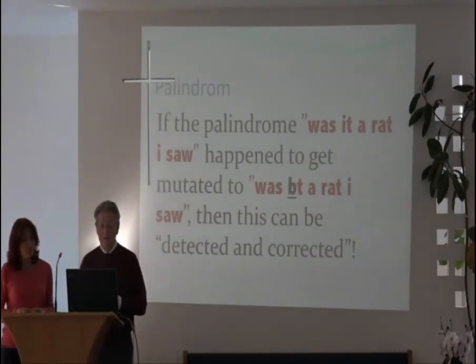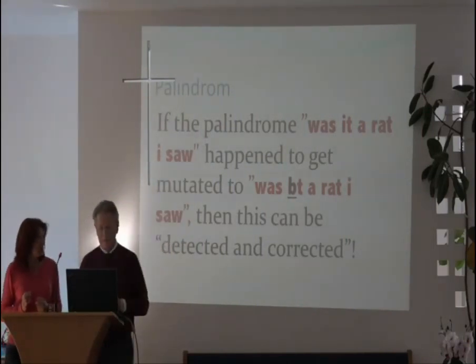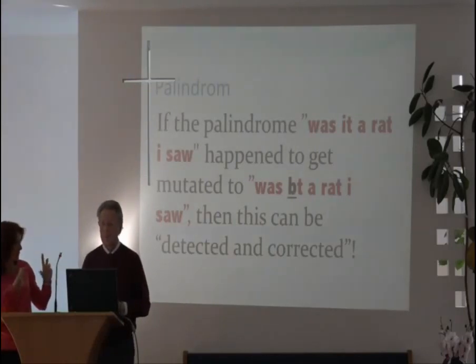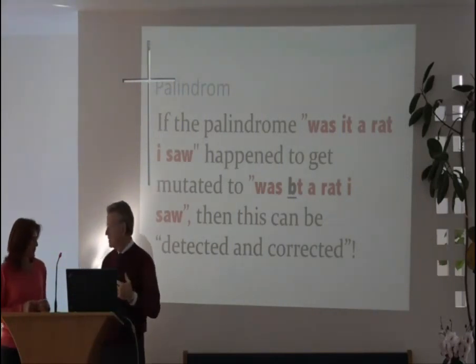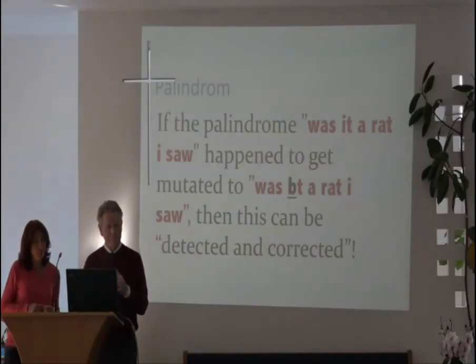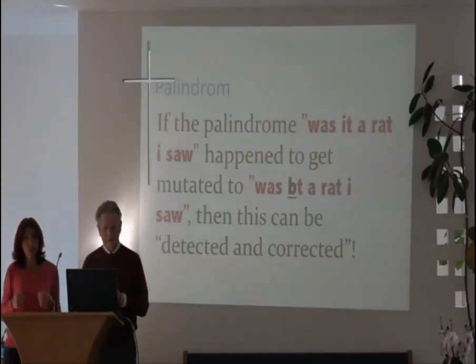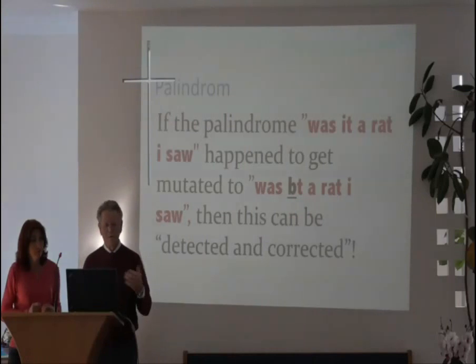So if the palindrome was it a rat I saw happened to get mutated. Znači, ako imamo izjavu palindrom was it a rat I saw, znači da li je to bio pacov koji sam vidio. So instead of an I there, it is a B. Was a rat I saw. Znači, ako ta izjava mutira, dakle preobradimo i stavimo to slovo B, vidite što se mijenja. There are mechanisms in our genes that can detect this and correct it. Znači, tada naš mehanizam gena može to uočiti i ispraviti. Ima tu sposobnost. Something knows what is right and what is wrong.